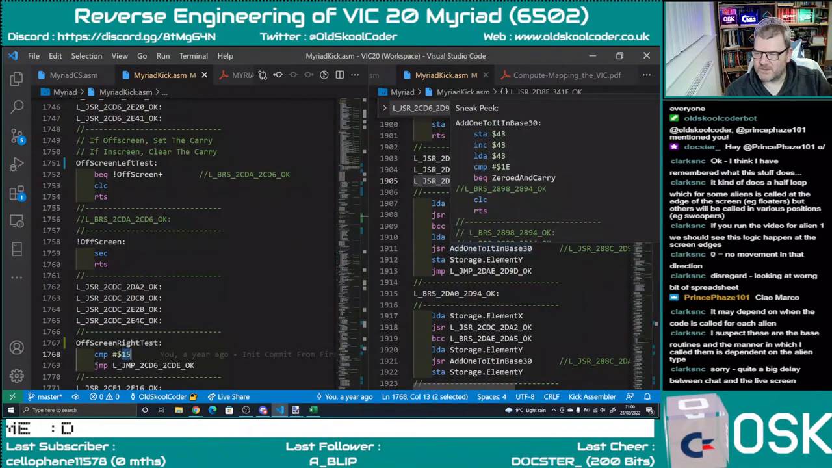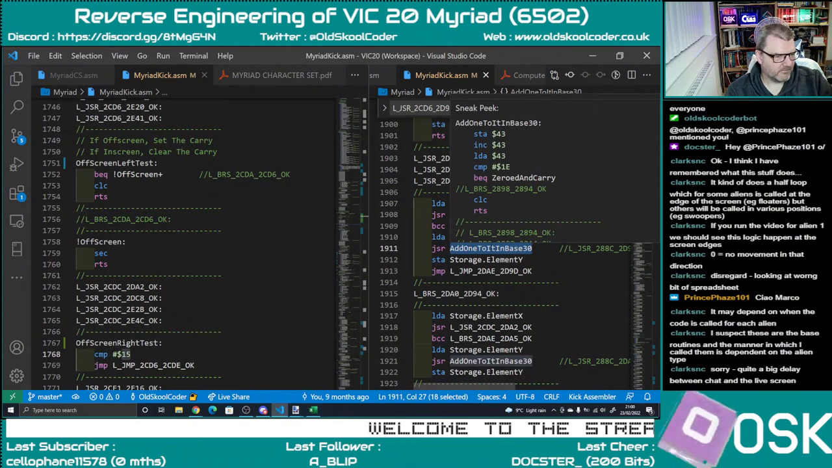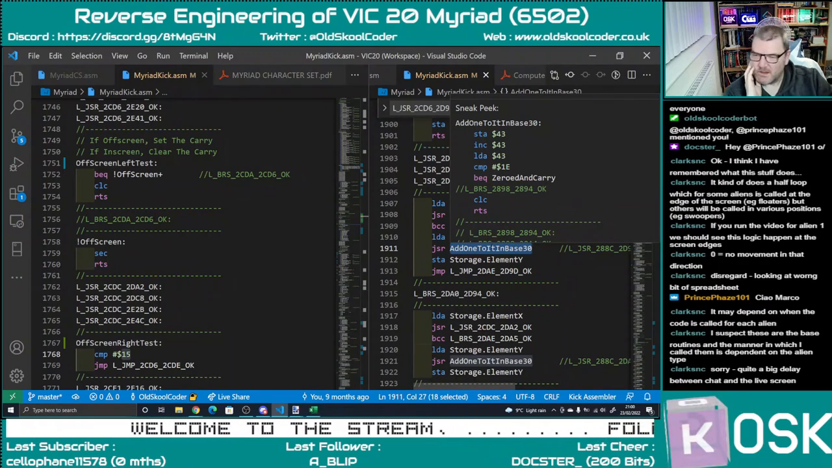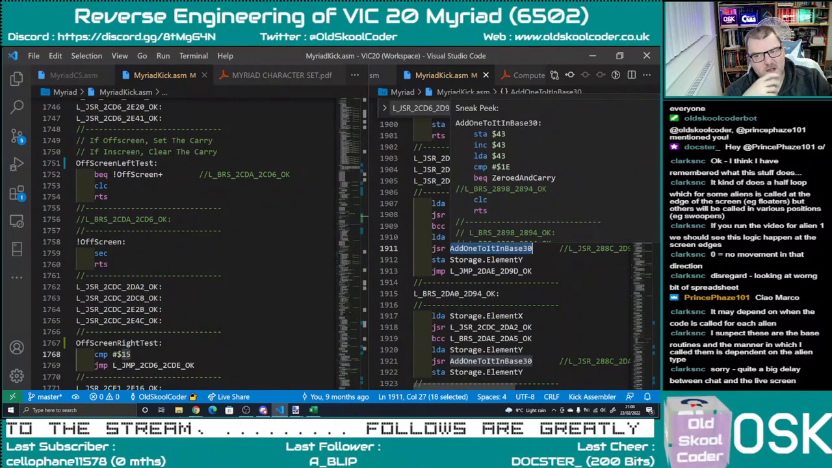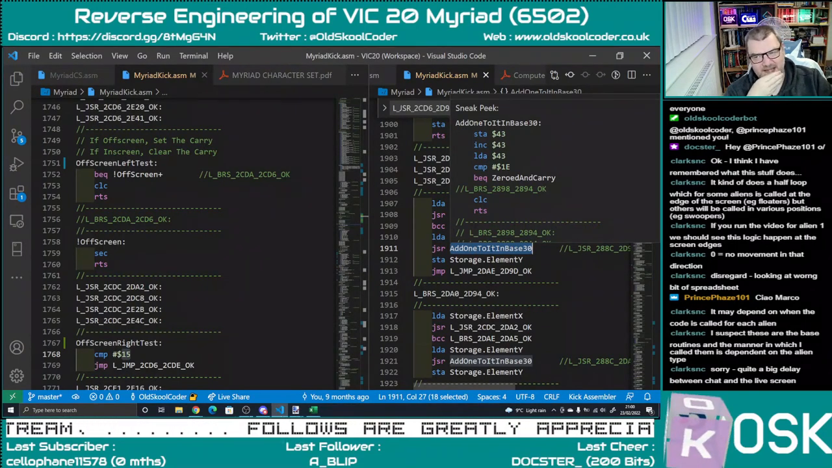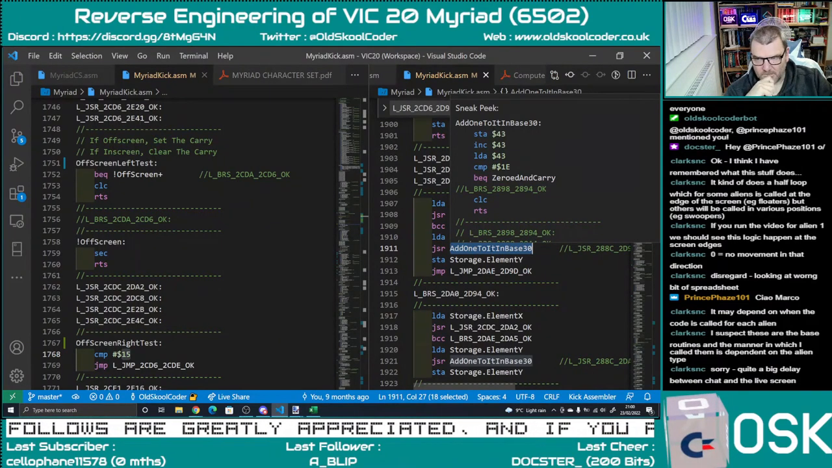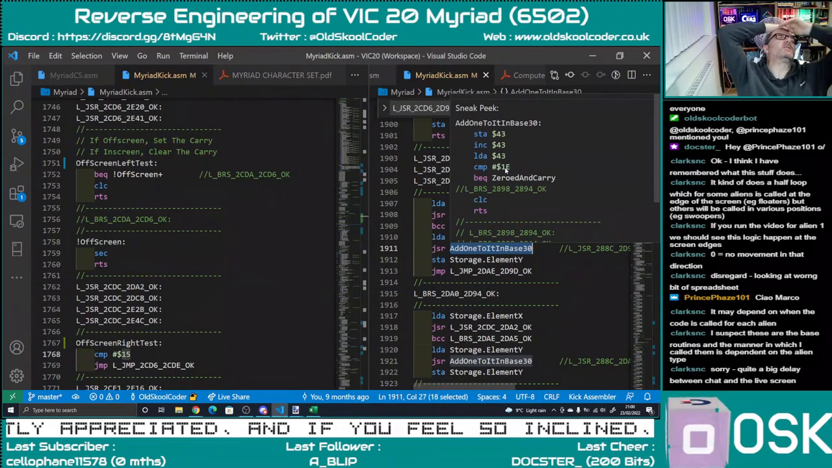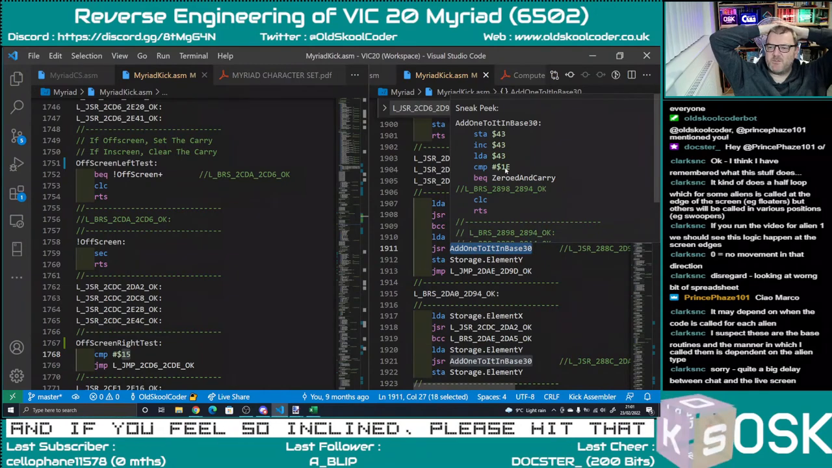Oh, restore it in 43. Increase 43. No, this function's wrong. This function is not right. Add to it in base 30. It's not adding it in base 30. This is adding to Y. This is adding 1. What's 1E? 16 plus 14, that's 30. I think that's why I add 1 to it in base 30.